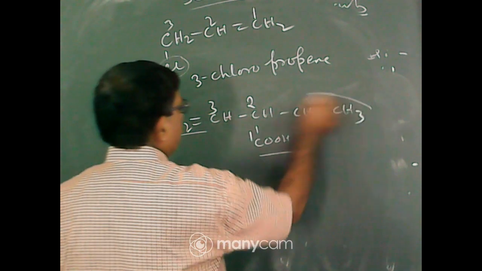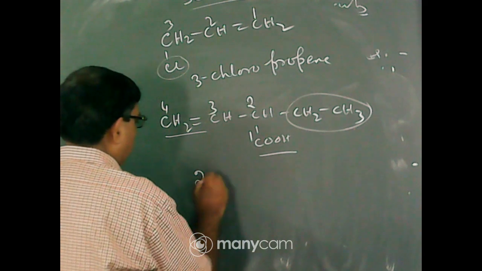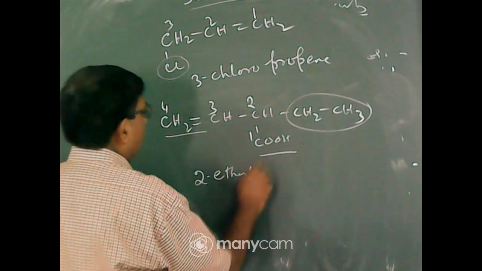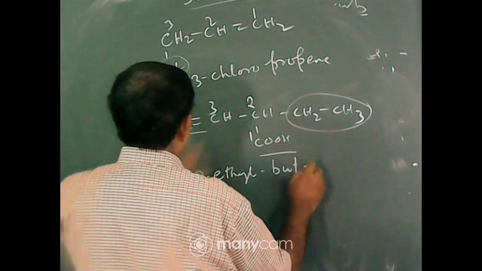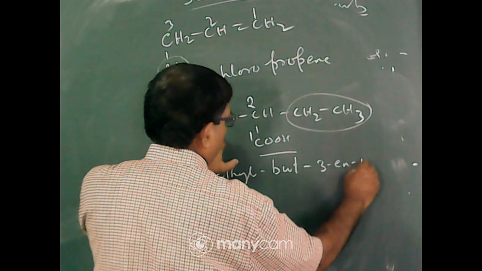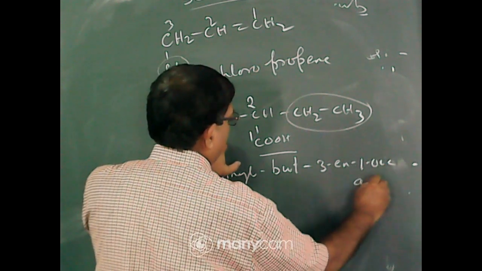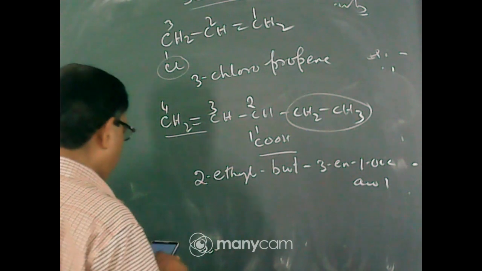So here, this is the side chain. What is the name of the side chain? C2H5, that is ethyl. So 2 ethyl. 1, 2, 3, 4, that is but. But, double bond at carbon number 3, 3-en, 1-oic acid. So 2 ethyl but-3-en-1-oic acid. This will be the name of the compound.